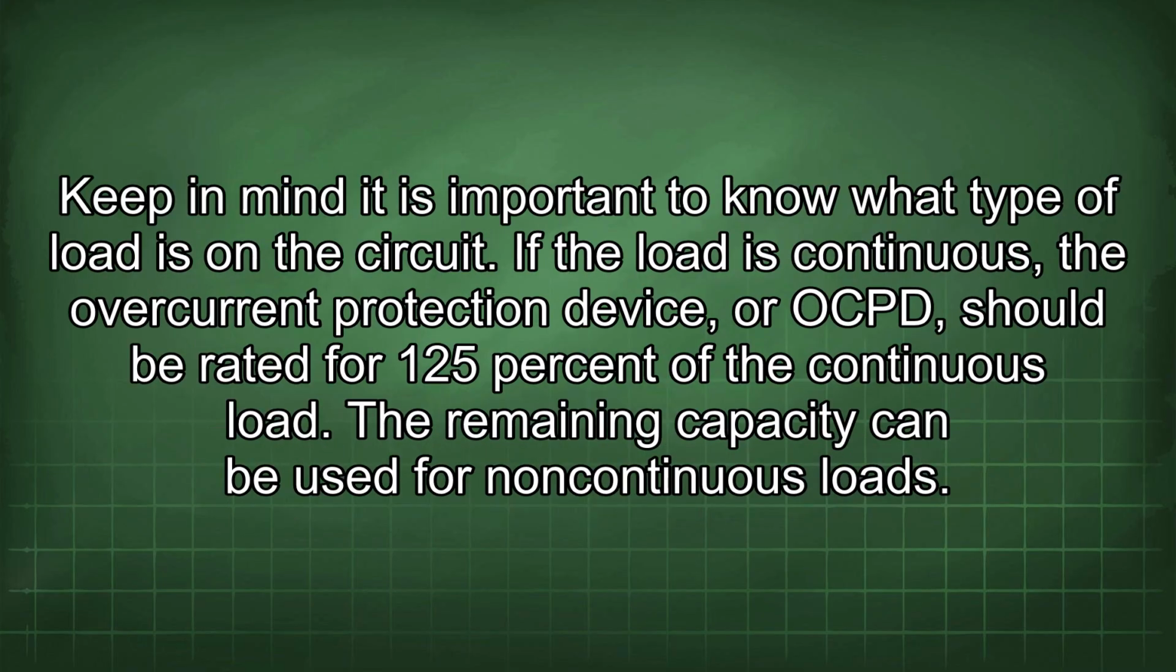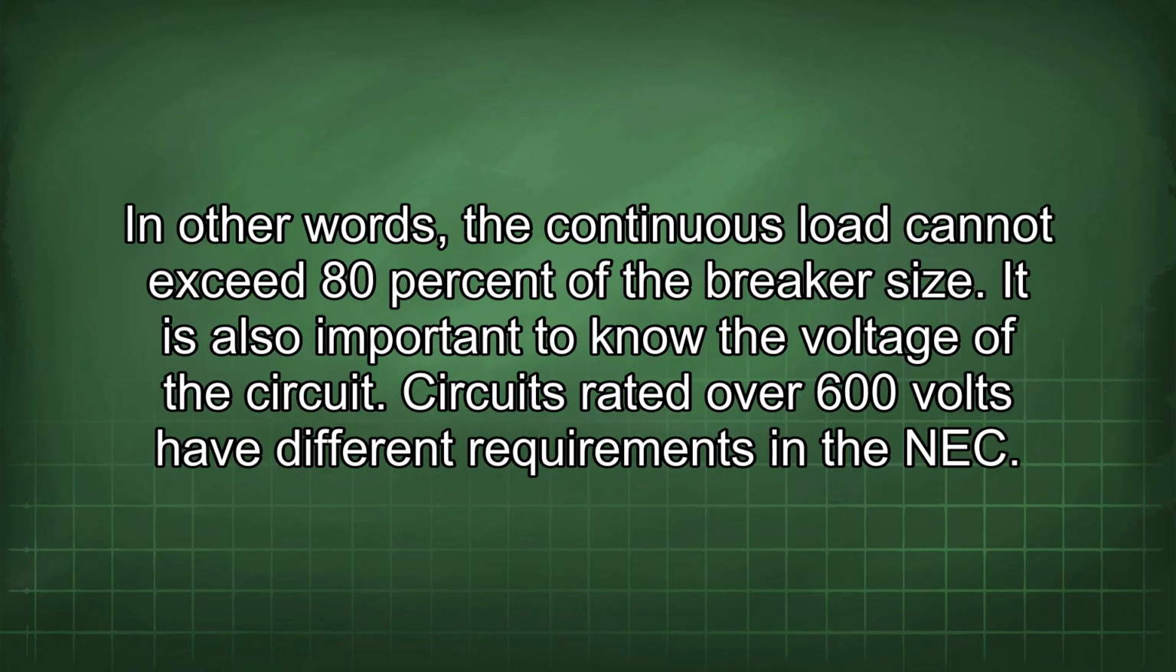Keep in mind it is important to know what type of load is on the circuit. If the load is continuous, the overcurrent protection device, or OCPD, should be rated for 125% of the continuous load. The remaining capacity can be used for non-continuous loads. In other words, the continuous load cannot exceed 80% of the breaker size.